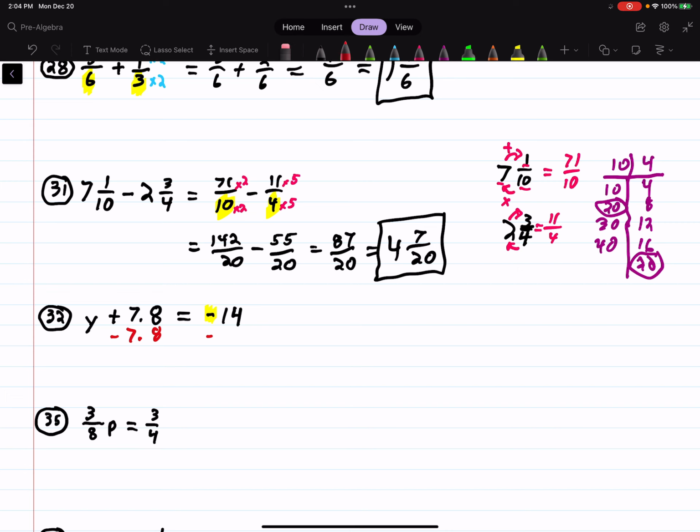So when we subtract 7.8 here, if you remember correctly, we'll end up with y on this side. When we have two numbers being negative going together, you just add them together and keep the sign. So we're going to have a negative 21.8, and that is the correct answer.